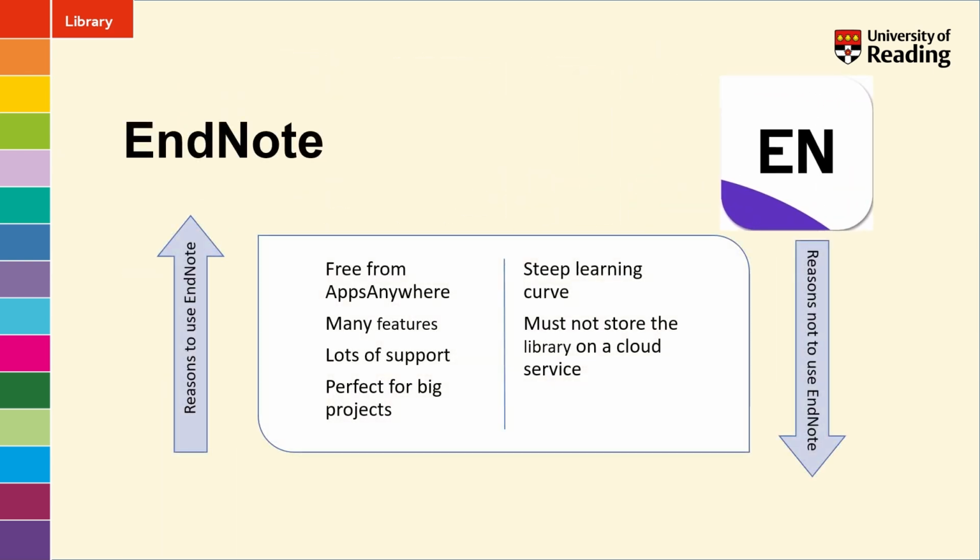EndNote is one of the best known reference management tools. The university pays for a subscription for you while you're a student, and you can download it from apps anywhere. It has a huge number of features and can be used for everything from referencing for your first assignment right up to navigating systematic reviews and peer reviewing journals. There's a lot of support available from the academic liaison team, as well as an online forum, and also Clarivate, who are the company who make it. It's perfect for big projects.